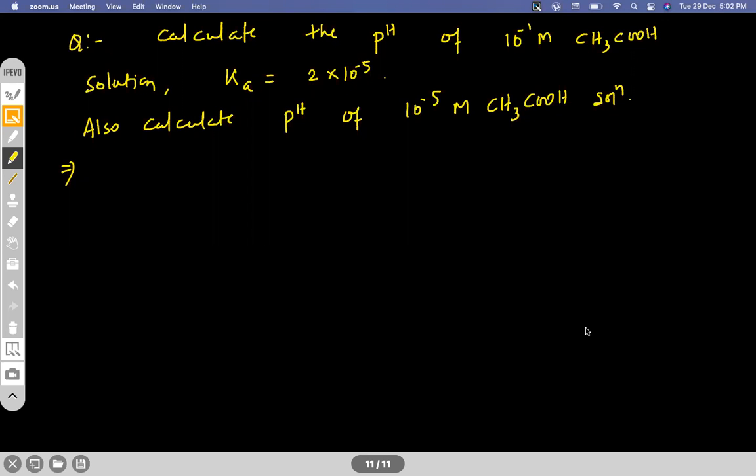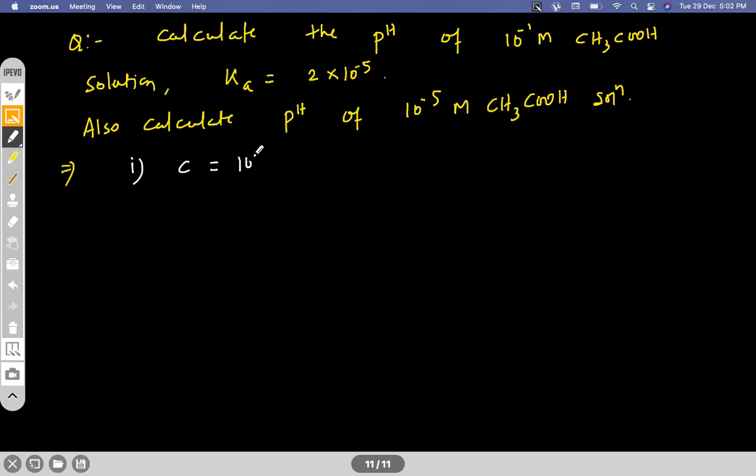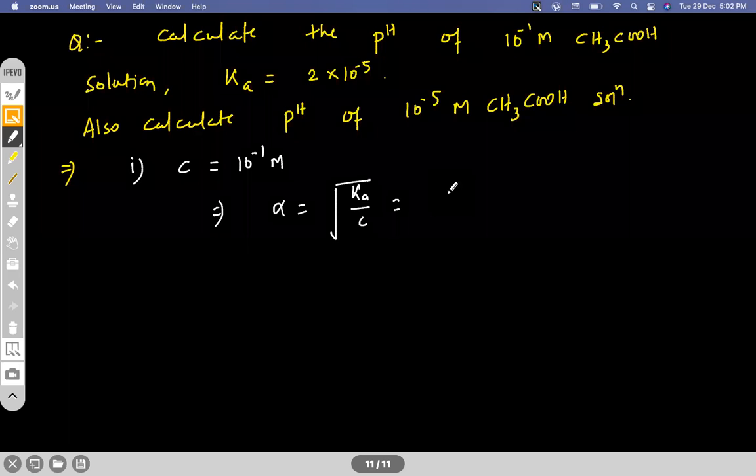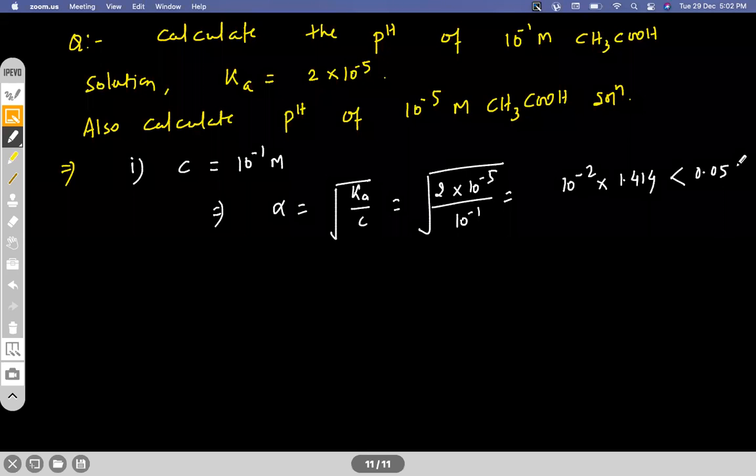See, in the first part of this question, we have concentration given, that is 10 to the power minus 1 molar. Ka is same for both, right? So alpha is equal to what? We'll find out alpha: root under Ka by C. That would be root of 2 into 10 to the power minus 5 divided by 10 to the power minus 1. So we are getting 10 to the power minus 2 into 1.414. Obviously this value is lesser than 0.05, or 0.1, we can say, right? So we can assume 1 minus alpha is almost equal to 1.